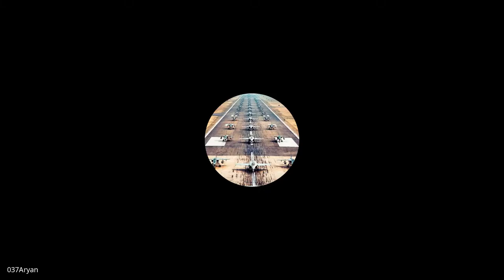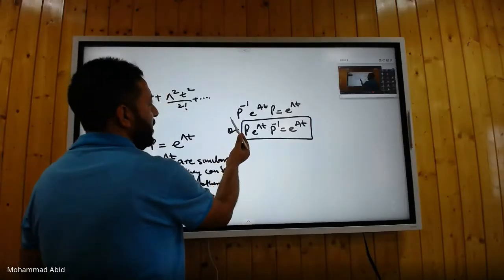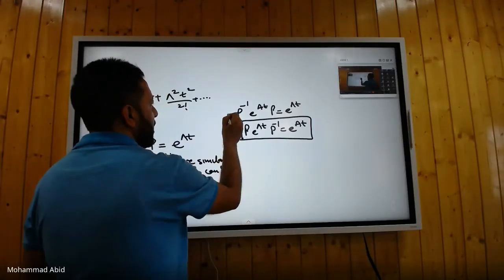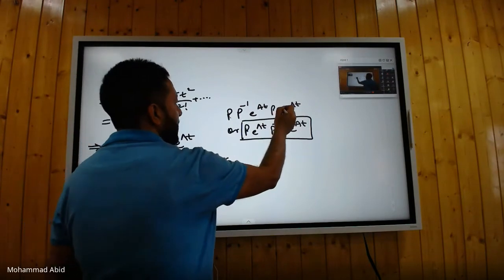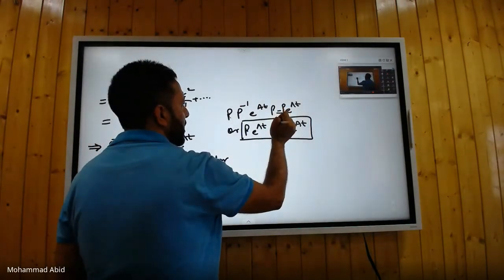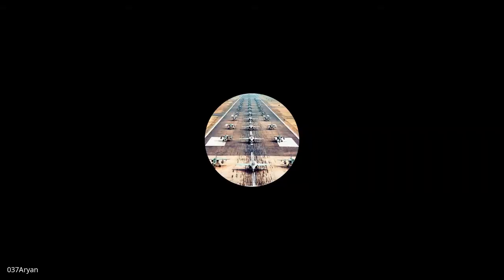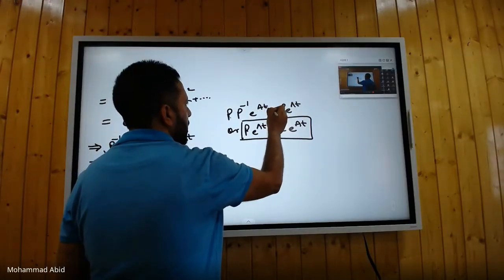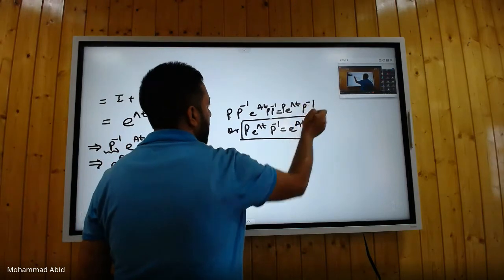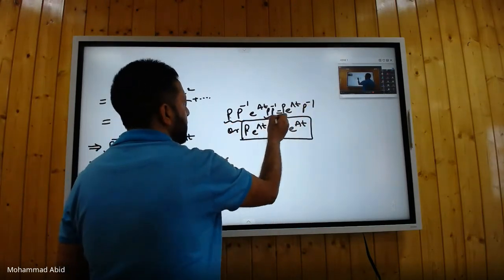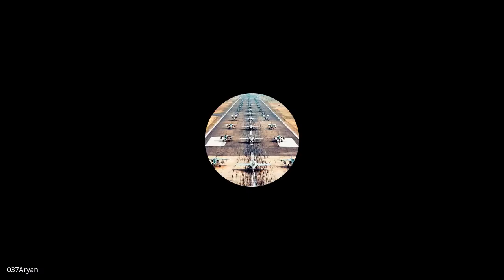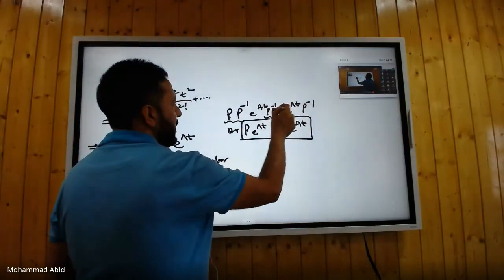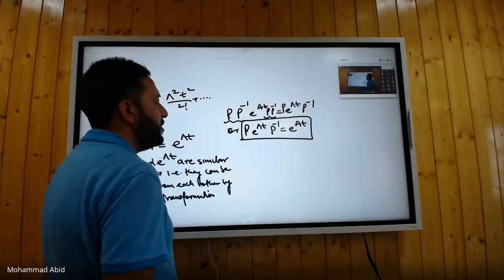सर आपने वो क्या किया, प्री मल्टीप्लाई किससे किया? प्री मल्टीप्लाई मैंने P से किया, तो यहाँ पे भी P आएगा ना? यस सर. और पोस्ट मल्टीप्लाई P इनवर्स से किया, तो ये PP इनवर्स I हो गया, ये PP इनवर्स I हो गया. यस सर, यस सर. So I get e to the power At equal to P e to the power lambda t into P inverse. Is that okay?